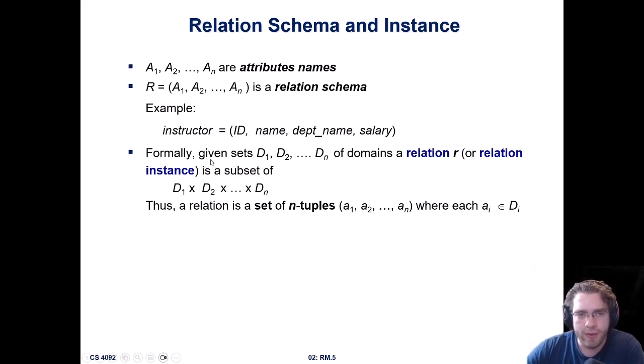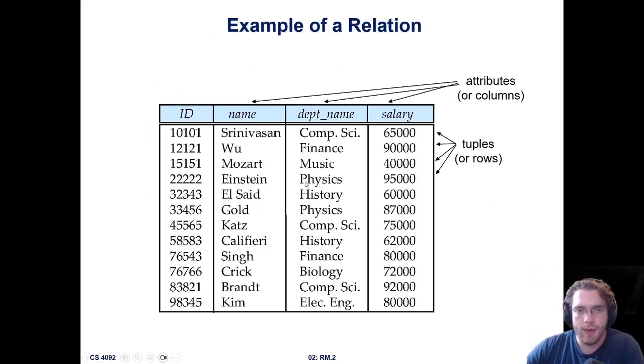So if we try to formalize this, if we're given sets D1, D2, up to Dn of domains, a relation R or relation instance is a subset of D1 by D2 up until Dn, okay? So we have these domains, which again is just our columns here. And these are relation instances, and they're going to be subsets, right? So I can kind of take D1, D2, D3 here, these three guys, and that's going to be a subset of R, my overall one.